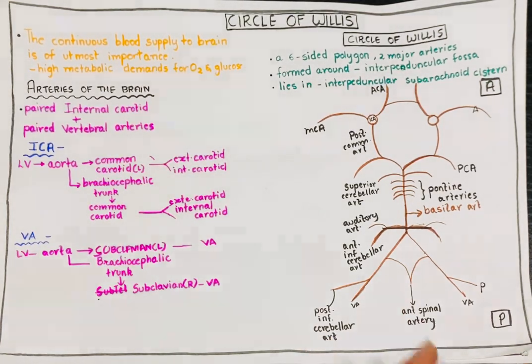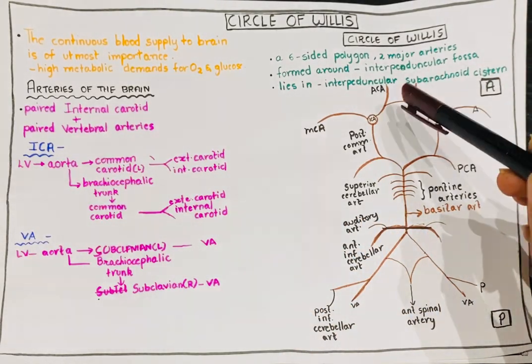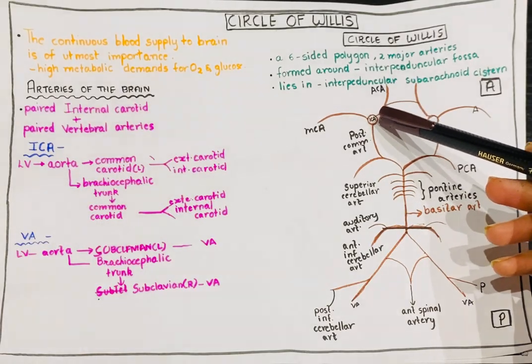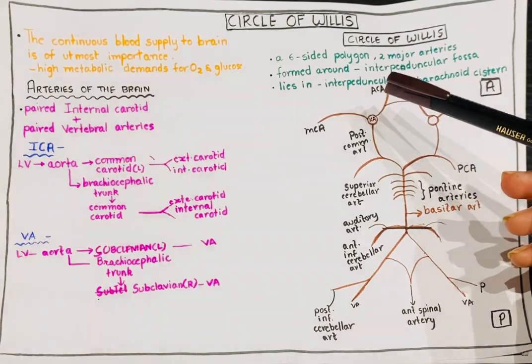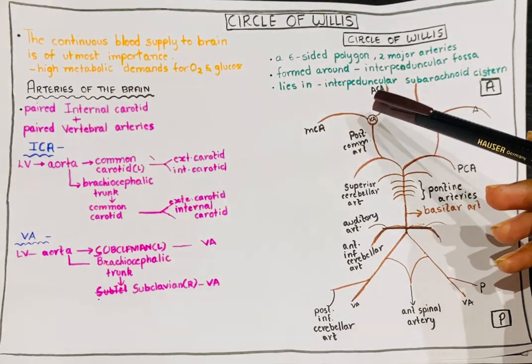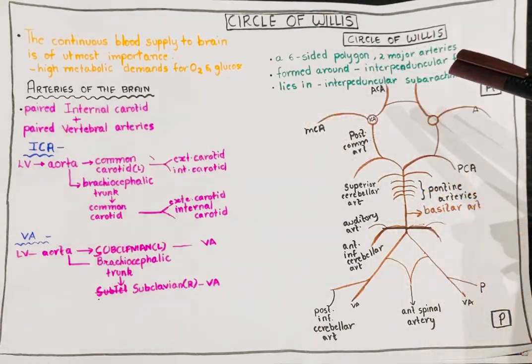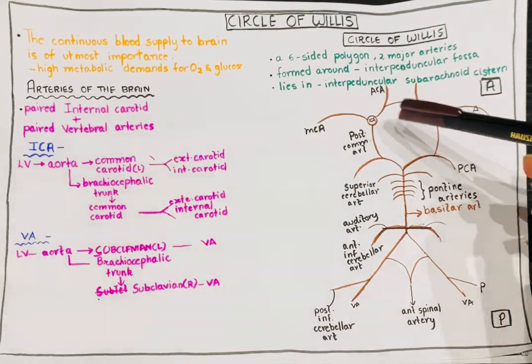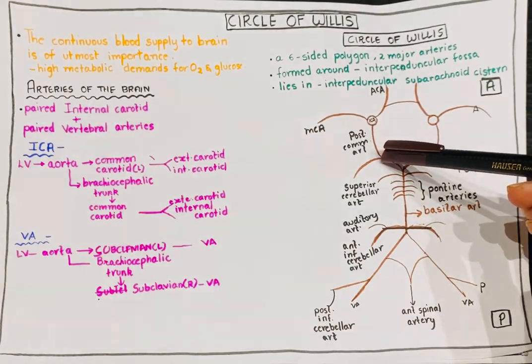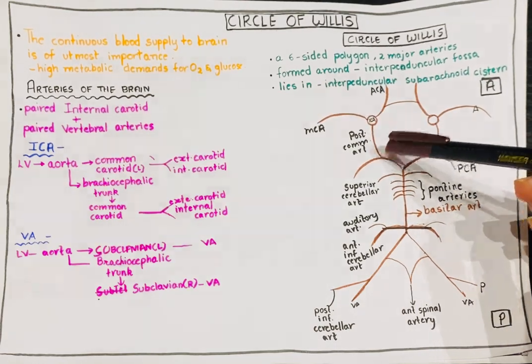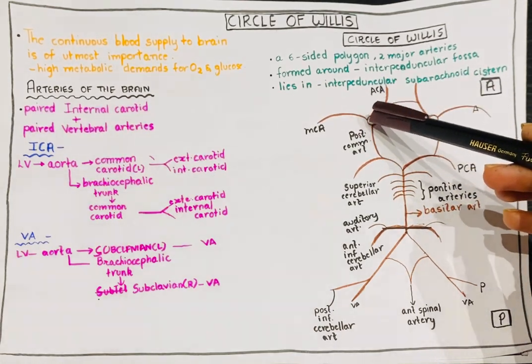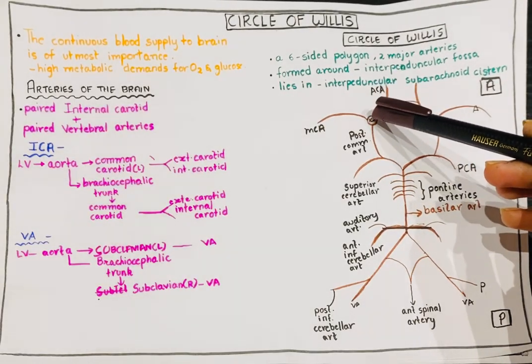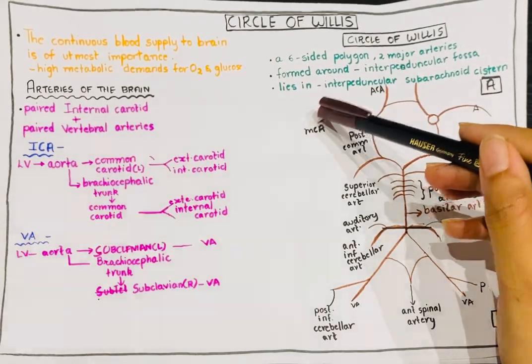So vertebral arteries fuse with each other in order to form the basilar artery. Basilar artery is going to terminate into the posterior cerebral arteries. Done. Now, here we have our internal carotid artery. This internal carotid artery is going to give off three branches. These are the middle cerebral artery, the anterior cerebral artery, and also the posterior communicating artery.